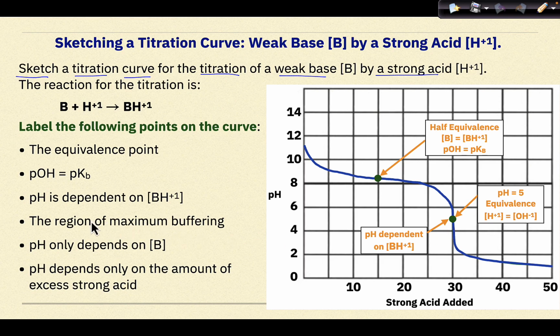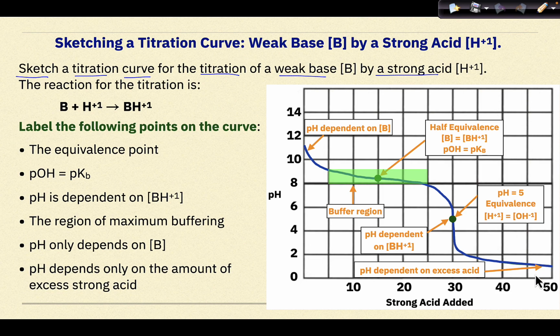The next section is the region of maximum buffering. That is located in this section of the graph right here. The next point is where pH only depends on the concentration of the weak base. That's located at the very beginning of our titration curve. And then finally, pH depends only on the amount of excess strong acid. That's going to be located in this area down here.